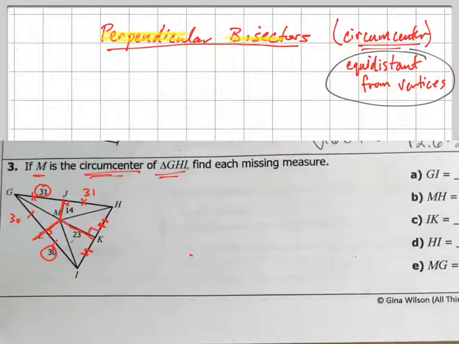What else do we know? That line MK is 23. But does that help us necessarily with anything yet? Not yet. So let's see what else this helps us with. I'm going to use a different color. These lines all have to be equal to each other, right? Those green lines are equal to each other. Why do I know those green lines have to be equal to each other? Because we know that the circumcenter is equidistant from the vertices. And see, here's my H, G, and I, which are all vertices.